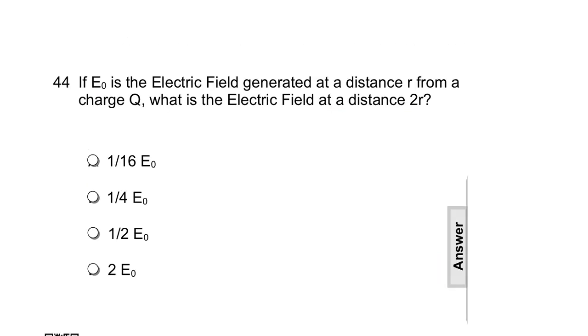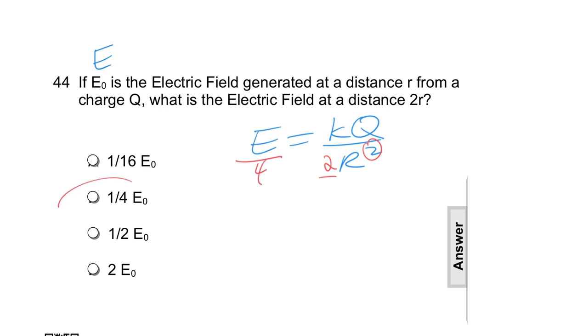Okay, this one. So E, distance R. What is the electric field? Okay, so if I double the distance, what happens to the E? So I'm going to have to use this equation for E. So if I double the distance, what happens to E? Well, 2 squared in the denominator, it goes to 1/4 of what it was. It was E0. Now it's 1/4 of what E0 was.